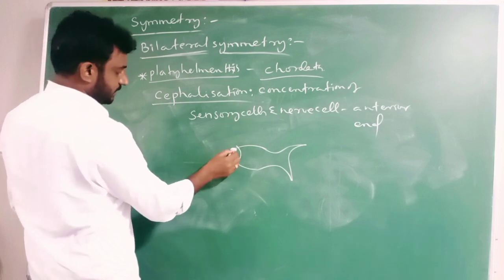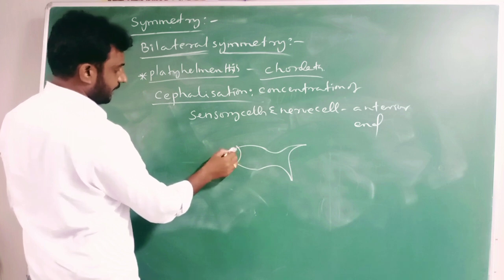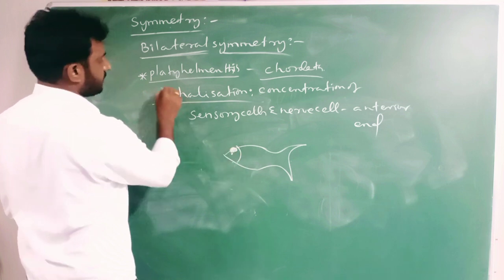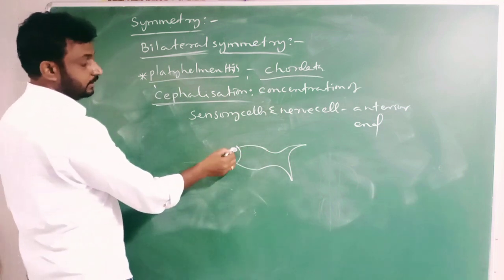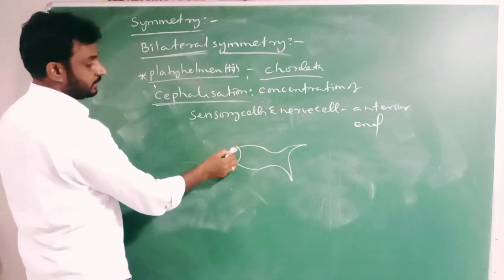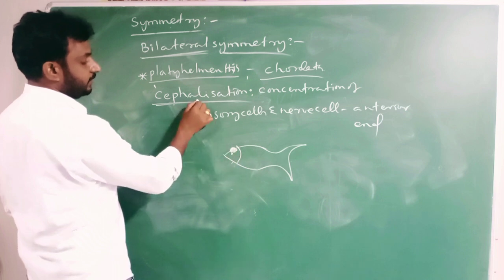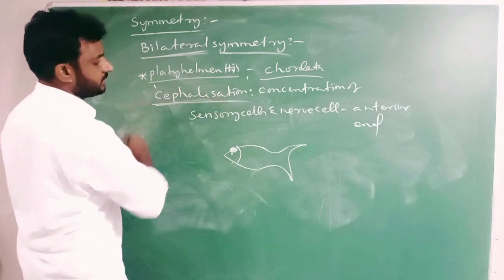So concentration of the sensory cells and nerve cells at the anterior end of the body is called cephalization, or formation of the head. Formation of the head, or concentration of sensory cells and nerve cells at the anterior end of the body, is called cephalization. What is the advantage of cephalization?